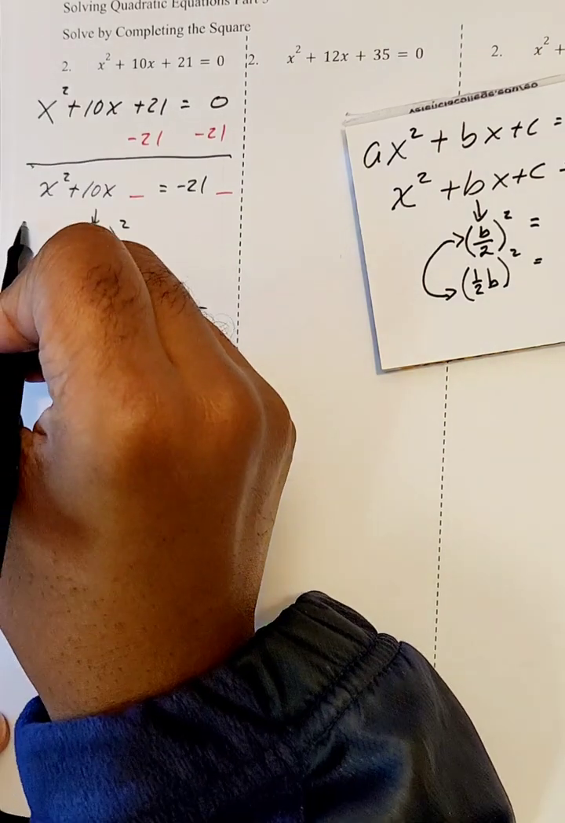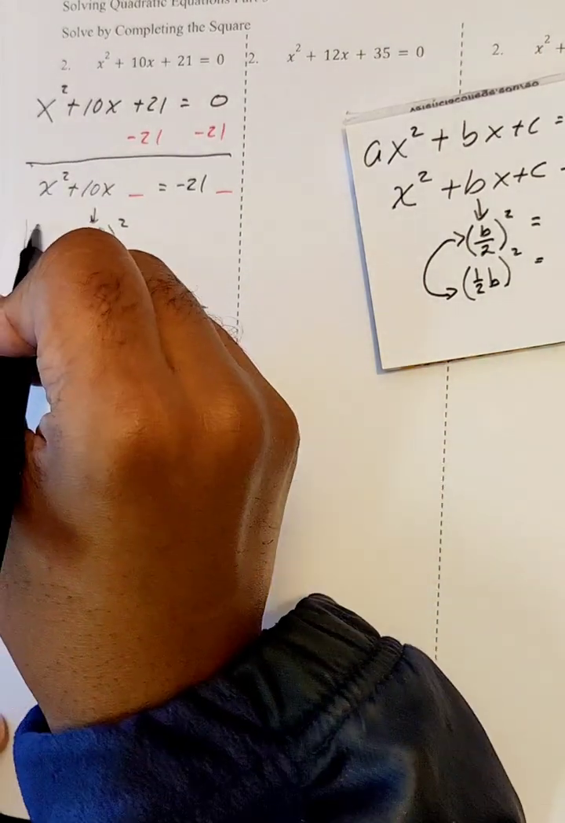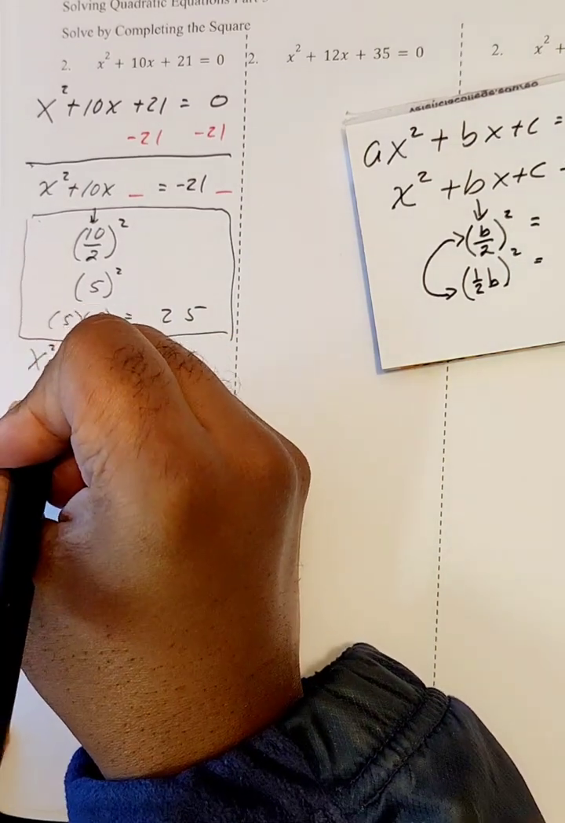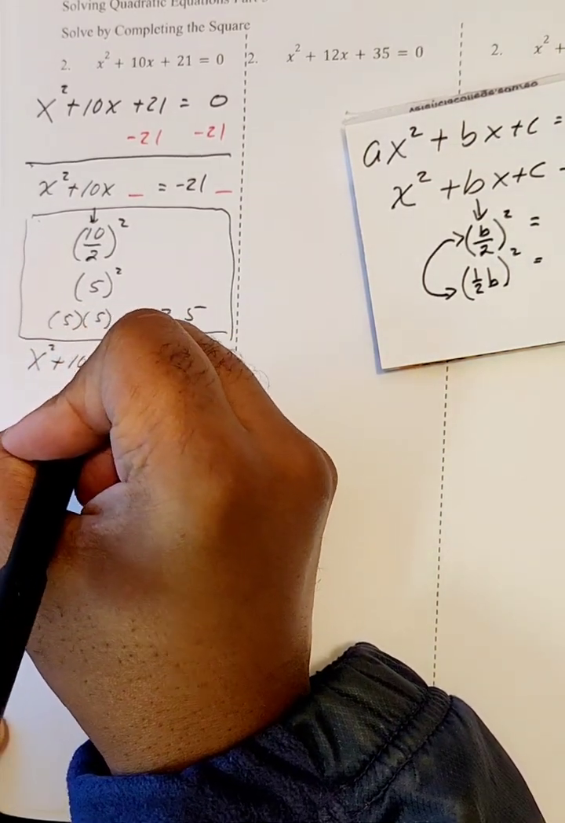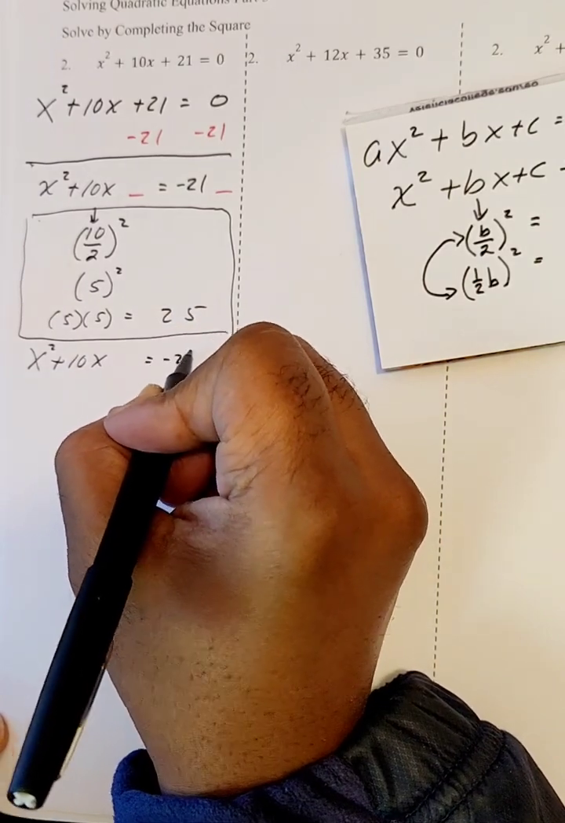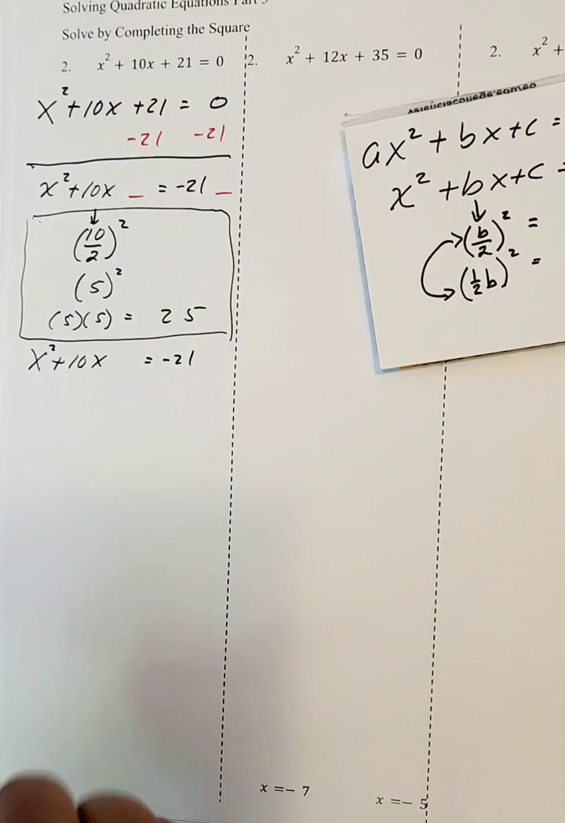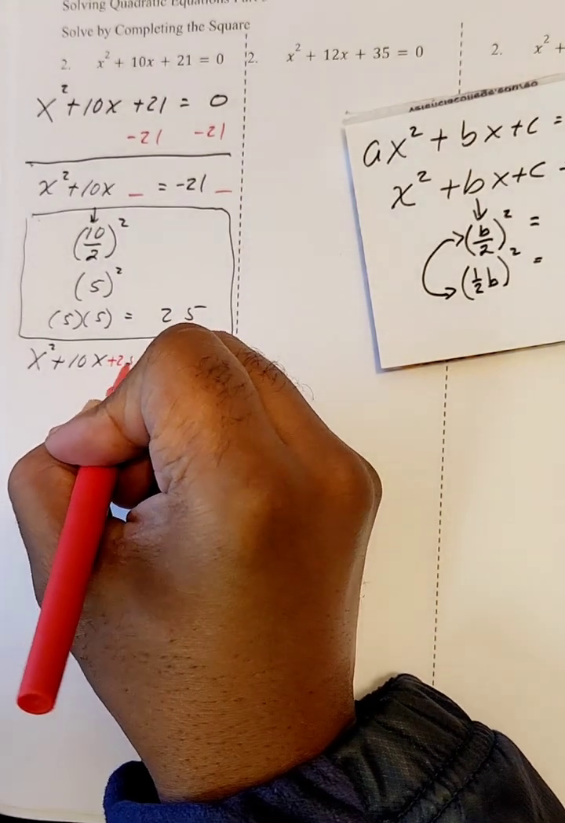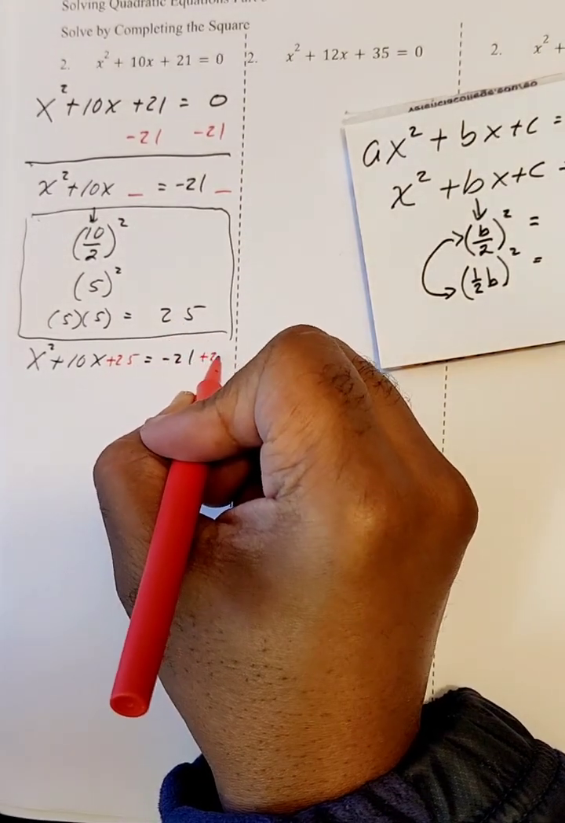So we're going to stop this process here and go back to our x squared plus 10x equals negative 21. And we're going to put the 25 here and there. So plus 25 here and plus 25 there.